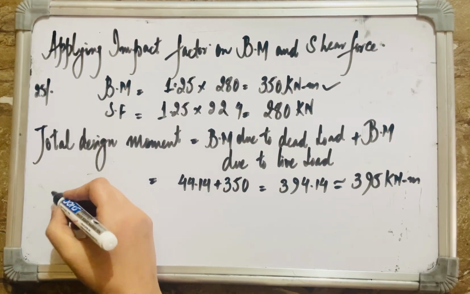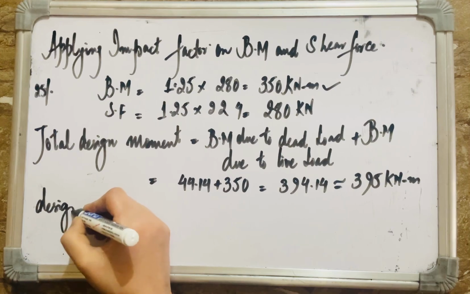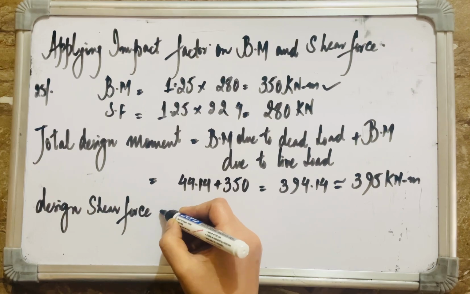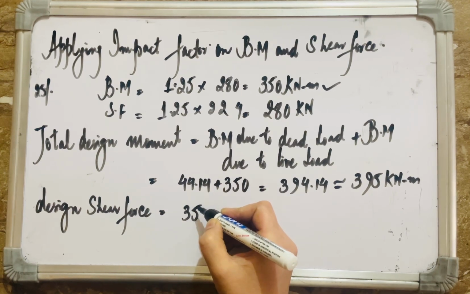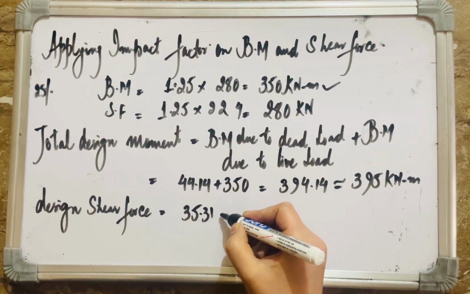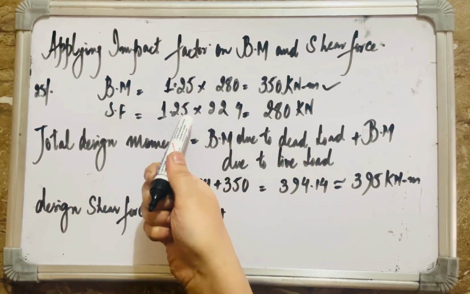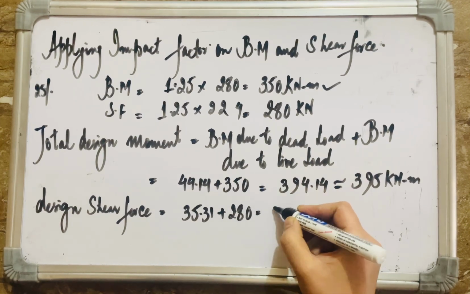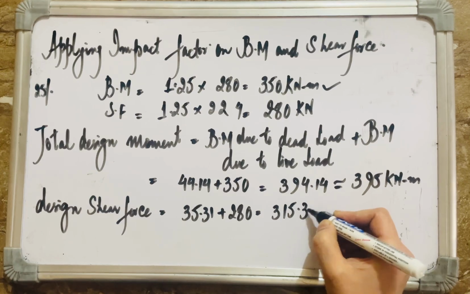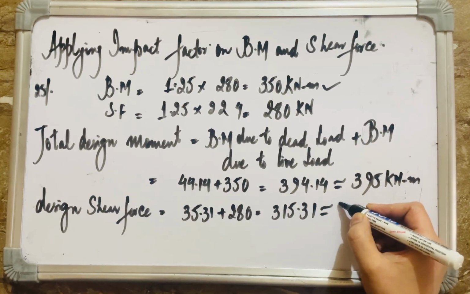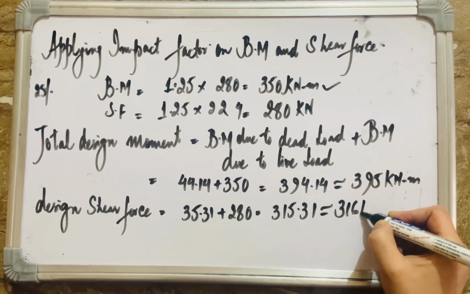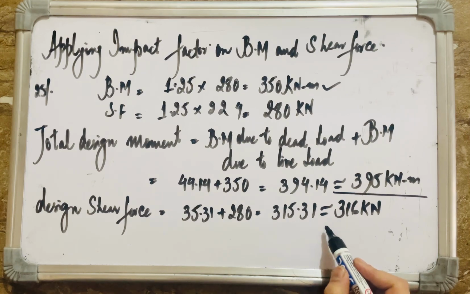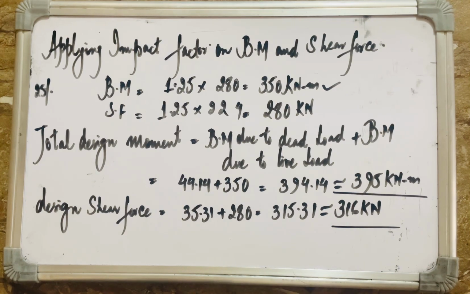And my design shear force, due to dead load, how much? It was 35.31 kilonewton plus due to live load after application of impact factors, it is 280. So by calculations, that is equal to 315.31 kilonewton, which I'll be approximately taking equal to 316 kilonewton. All right. So now I have my design moment. I have my design shear force. I'll be designing a section for my stringer beam.